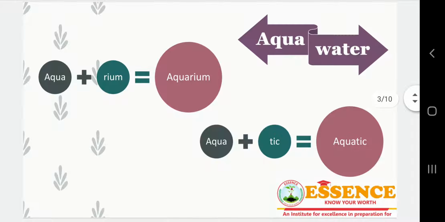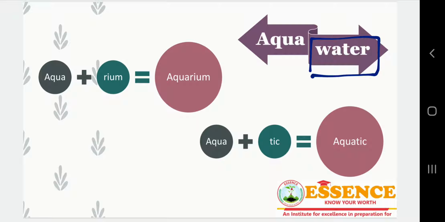The first word which we have here is aqua. You must have heard aqua, aquarium, Aquaman. There was a movie, right? So what does aqua mean? Aqua means water. Anything to do with water will have the word aqua in it, right?